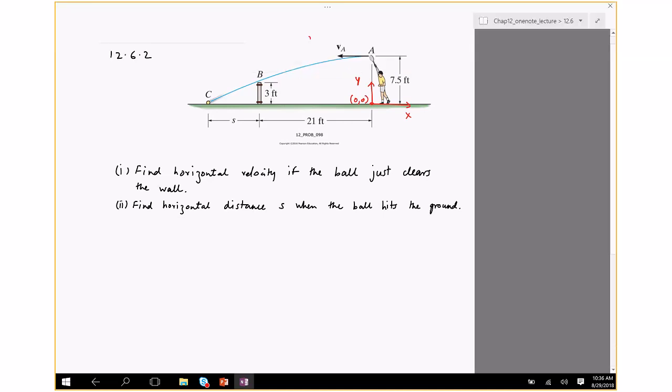Okay, so find the horizontal velocity if the ball just clears the wall. This is the 3 feet wall. And then find the horizontal distance s when the ball hits the ground.